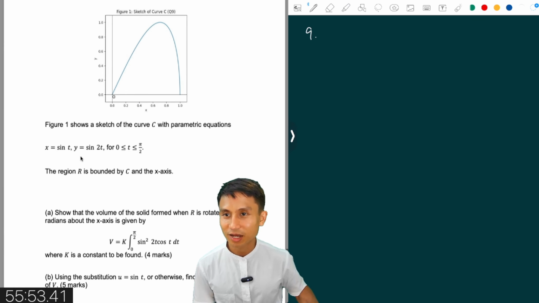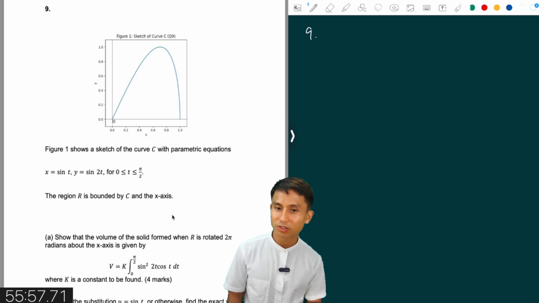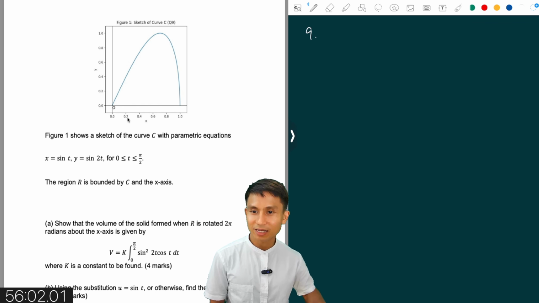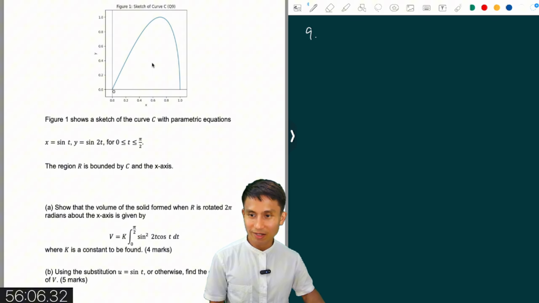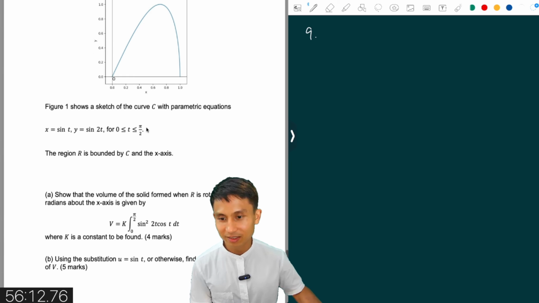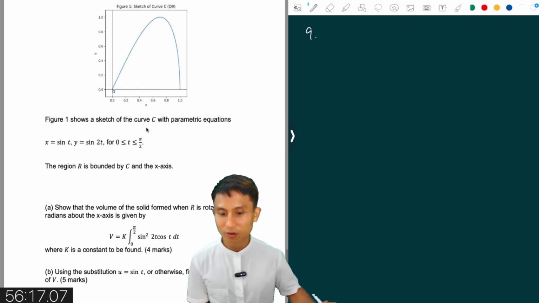I'm gonna have to do question 9 first. Sorry about this. Figure 1 shows a sketch of the curve C with parametric equations. Region R is bounded by C and the x-axis, so that's just the area inside the curve there. Show that the volume of the solid formed when R is rotated 2 pi radians about the x-axis is given by that. Okay, so we're just going to do parametric integration.